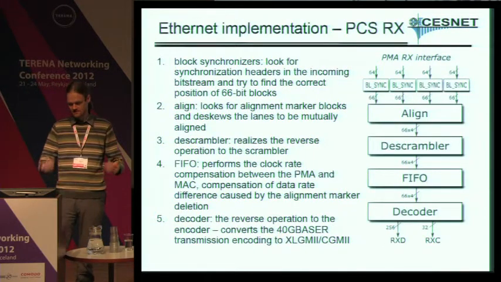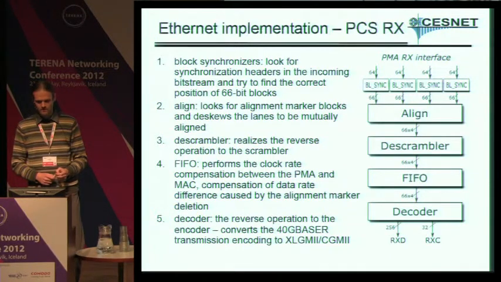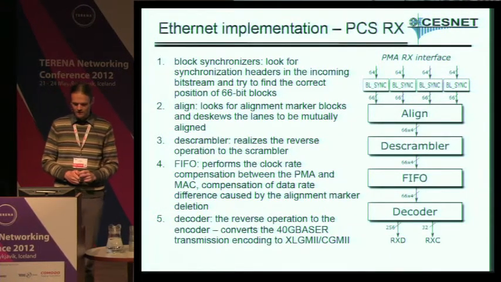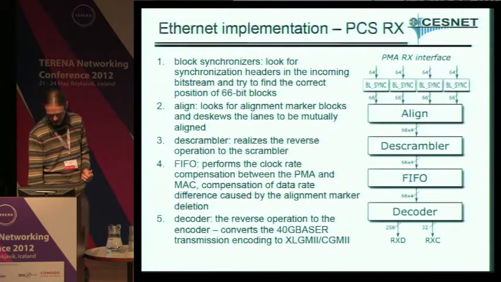The receive path is just the opposite. The align block here waits for the alignment markers on all lanes, and just after each lane has received the alignment marker, then we know that the traffic can be sent to the following blocks already aligned, which is good. Then there's a descrambler, rate compensation, and a decoder to the CGMII interface, which will be provided to the rest of the user logic.